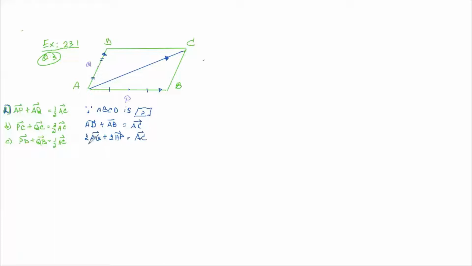Then we get the common factor. Right now you observe we have AQ and AP, so you get the common factor throughout. So 2 times AQ plus AP equals vector AC. Now divide both sides, so we have vector AQ plus vector AP equals half of vector AC. Okay, so now we got the first one, question A.